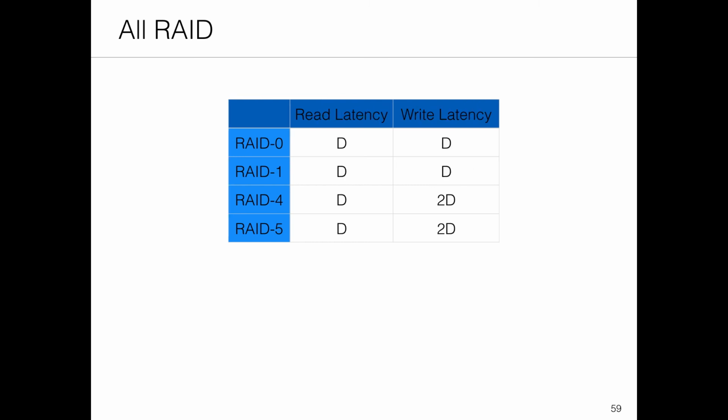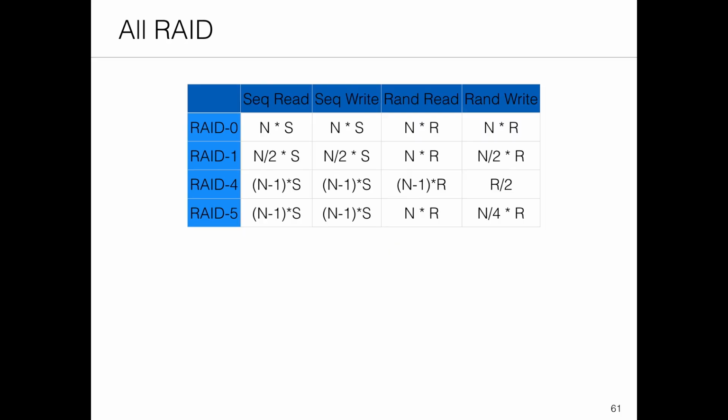In terms of read and write latency, RAID 4 and RAID 5 have 2D, so there is twice the latency because an additional write is required. While both of them have the same read and write latency, the throughput of RAID 5 is better, which we just calculated. That's because of the way we have designed the parity so it is not the bottleneck. If we look at all the other throughput cases, RAID 5 is strictly better than RAID 4. But then, why would you still sometimes prefer RAID 4?